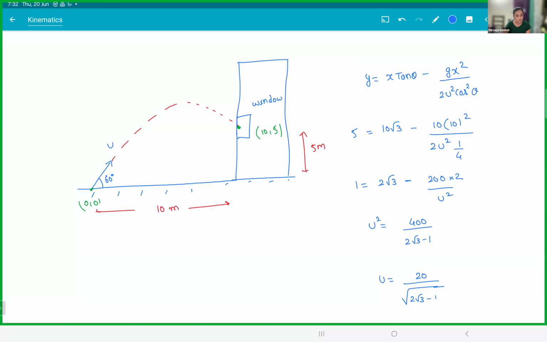Sir, could we use the time of flight, and plug that into the equation of u cos theta? Yes, you can. But the time didn't come out nicely. The time only was looking so weird.